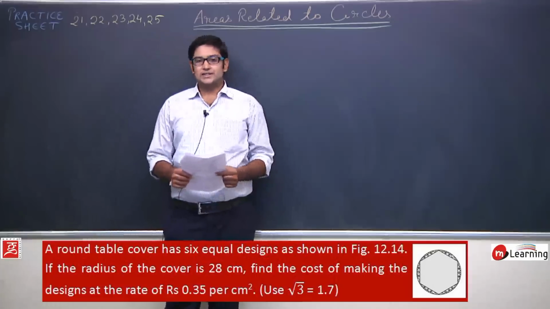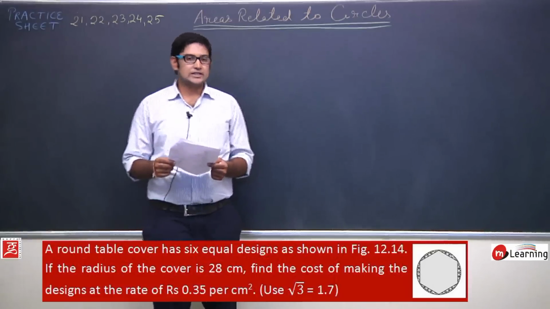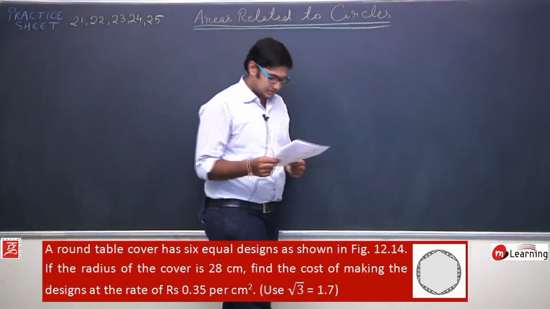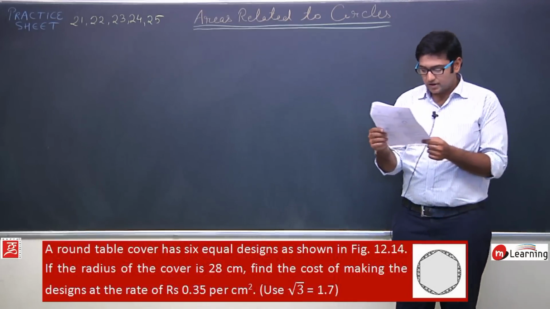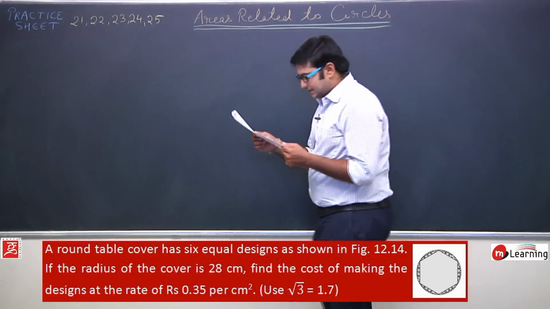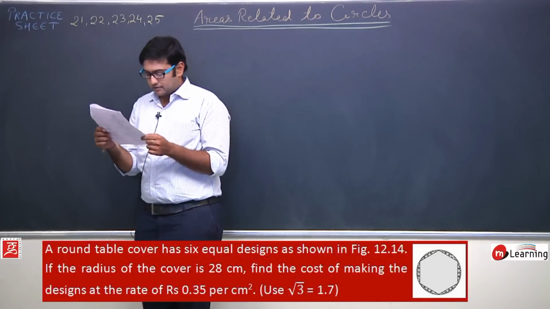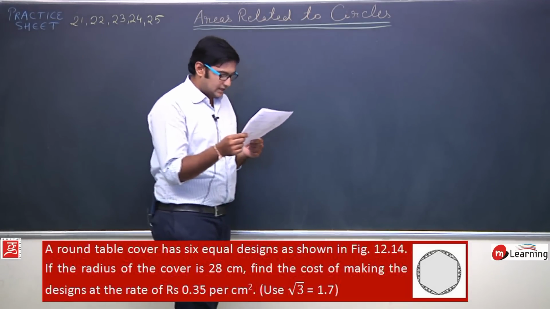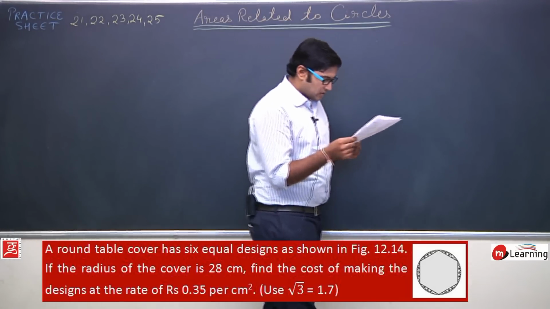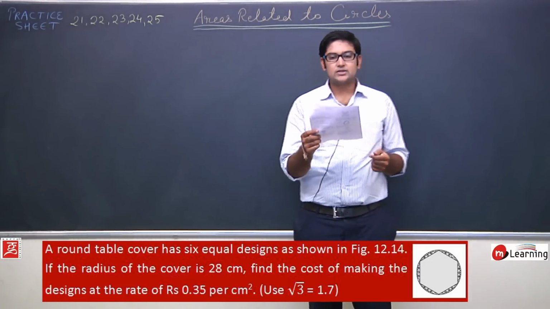Okay, so let us now discuss question number 21 from the practice sheet. We are discussing areas related to circles. Question number 21 says a round table cover has 6 equal designs as shown in the figure. If the radius of the cover is 28 centimeters, find the cost of making the design at the rate of 0.35 rupees per centimeter square.